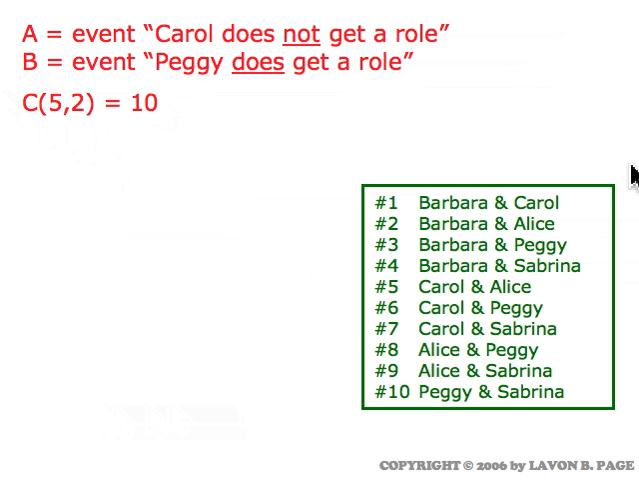And here what I've done is to write out the 10 possible pairs of people who get roles in the play. So take a moment to look at that and convince yourself that this is a correct list of possible outcomes.